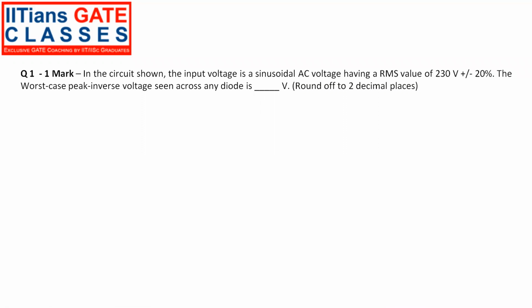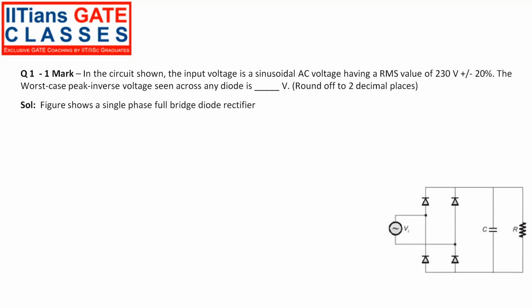So in the circuit shown, which is a full bridge diode rectifier, they have given us the input voltage, which is a sinusoidal AC voltage having an RMS value of 230 volts plus or minus 20%. And they are asking us to find out the worst case peak inverse voltage seen across any diode. So the figure is a full bridge diode rectifier.